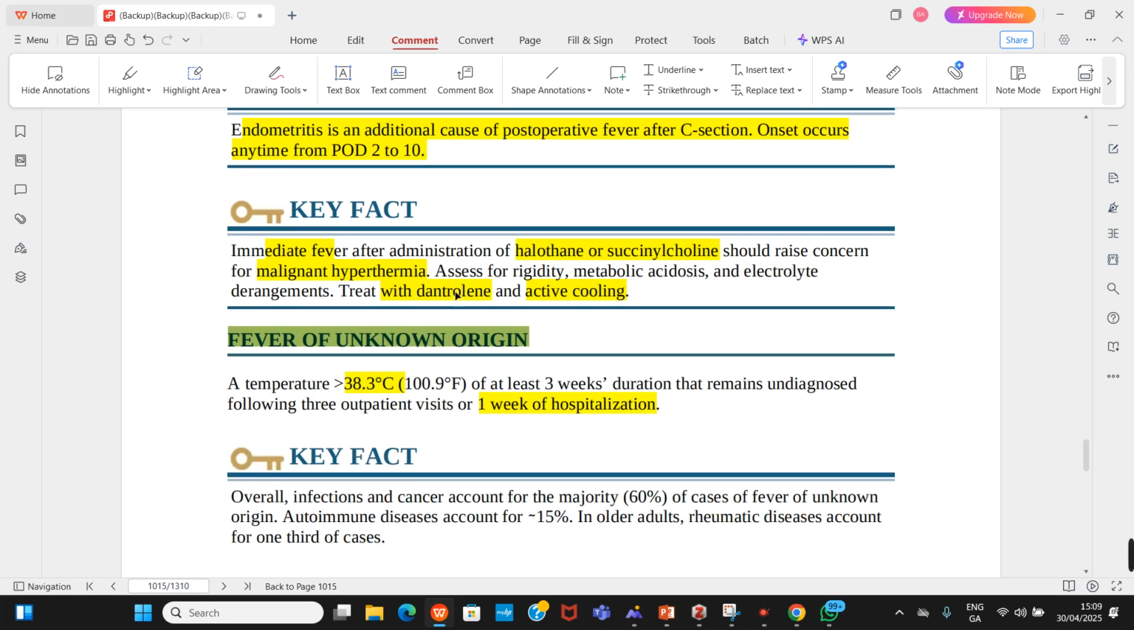Very, very important. So don't forget the cause of malignant hyperthermia: succinylcholine, halothane, and all those things. So check for rigidity, metabolic acidosis, electrolyte derangement. They can easily go into arrhythmia because of hyperkalemia, muscle breakdown, hypercalcemia, and all those things. So cool them immediately, and give them dantrolene.